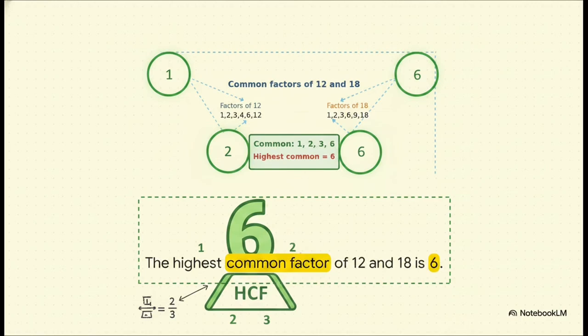When we compare those two finite lists we just made, the overlaps jump right out at us. The numbers 1, 2, 3, and 6 appear in both factor lists. Now, because 6 is the absolute largest number in that shared group, it earns the special title of the highest common factor, or HCF for short. This is a massively useful tool in math, especially when you're trying to simplify fractions.